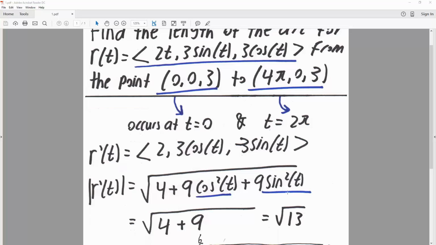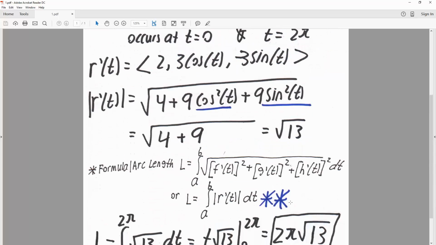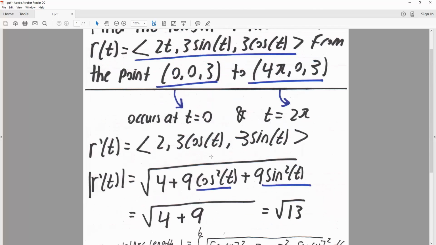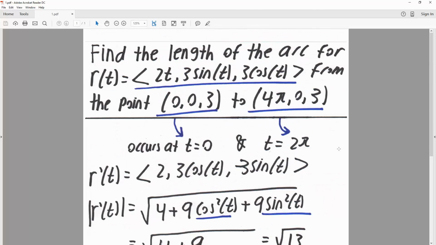And now we use a trig identity. Cosine squared and sine squared would equal 1. So we can say that this right here would equal 9. So we would have the square root of 4 plus 9, so we get the square root of 13. This is our norm. And so the square root of 13 is essentially this, and our a and b will be 0 and 2π.